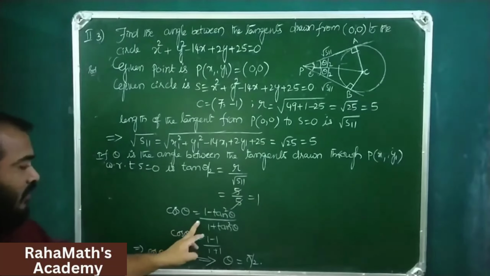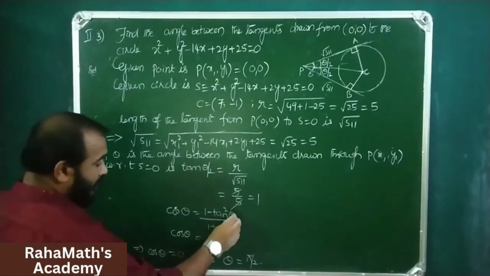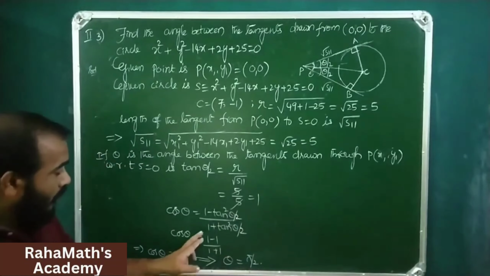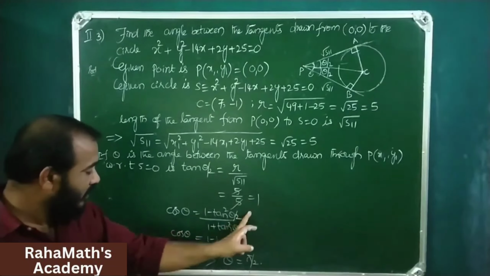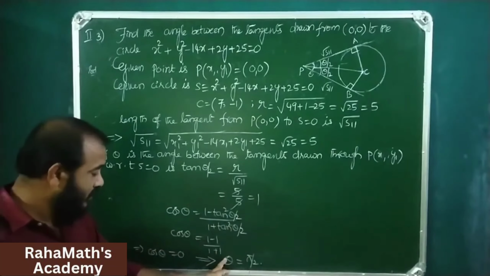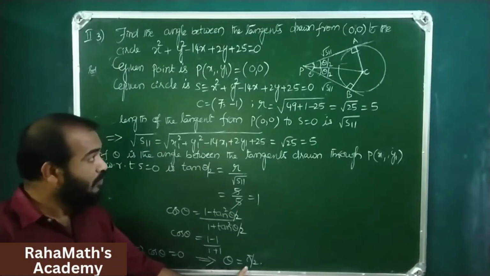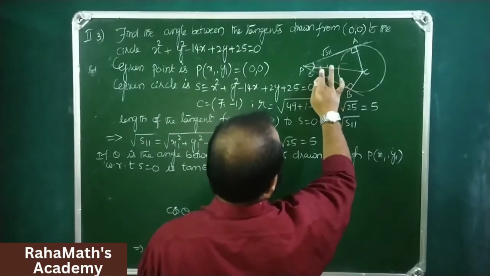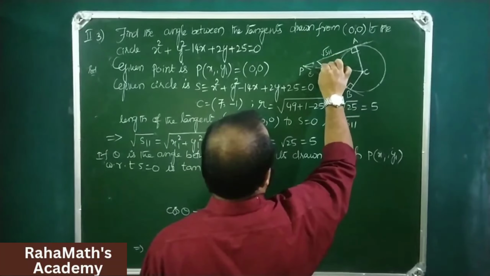So cos theta in terms of tan is (1 minus tan square theta by 2) by (1 plus tan square theta by 2). So 1 minus tan square theta by 2 is 1 minus 1, and 1 plus 1 is 2. So 0 by 2, cos theta is 0. Then theta equals pi by 2. That means these two tangents are perpendicular to each other, like this.